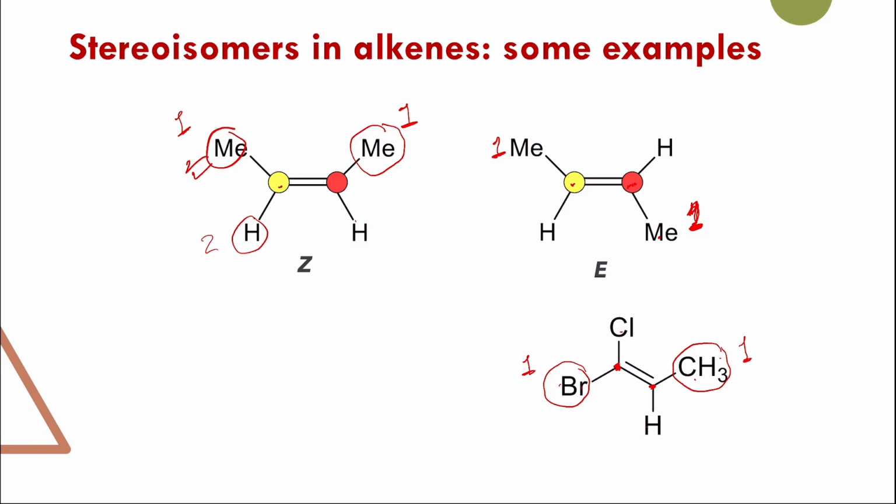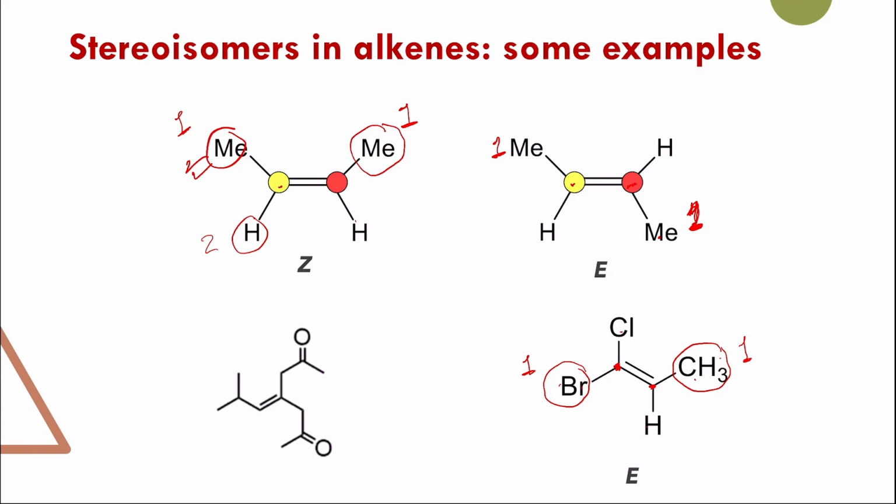The two groups which have the priority are on opposite sides, so this is an E isomer. Be careful when you give the priority, because sometimes the two substituents are exactly the same, so no one takes priority over the other.